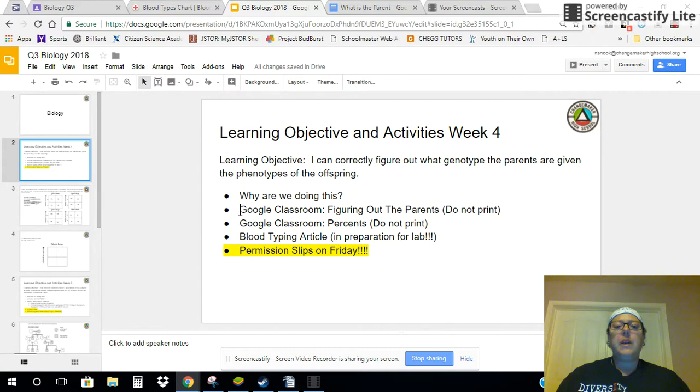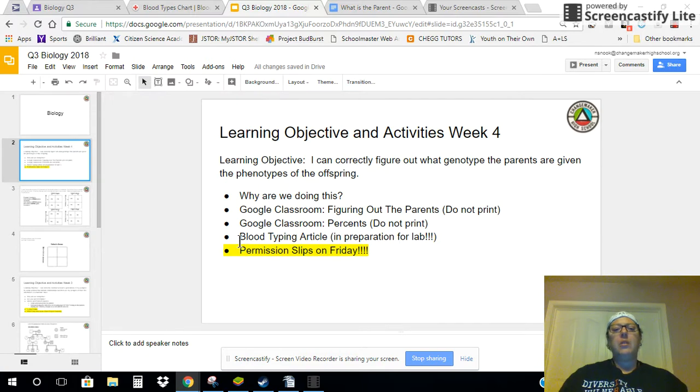There is going to be an assignment in the Google Classroom. It is actually one assignment. And the first part is you're going to have to figure out who the parents are. There are 20 questions. You will not print this out. You will do it on a piece of notebook paper. And the second part of each problem is to figure out the percents of the offspring when you figure out the problem. I hope that makes sense. If it doesn't, you can call me.